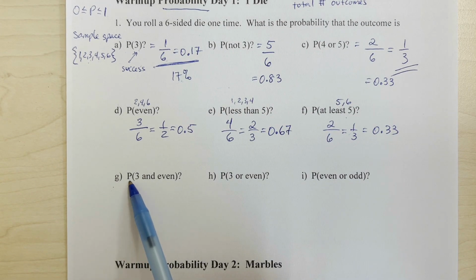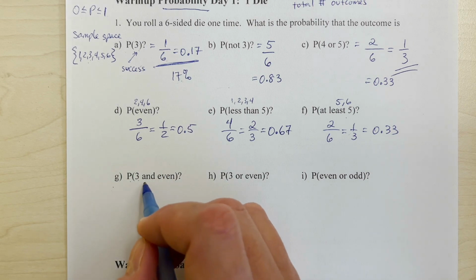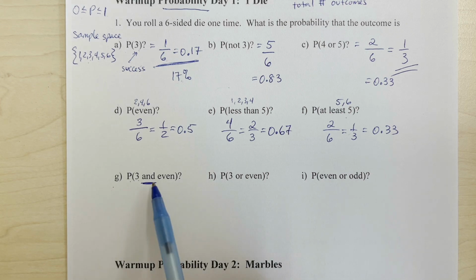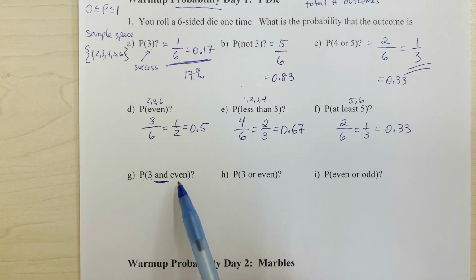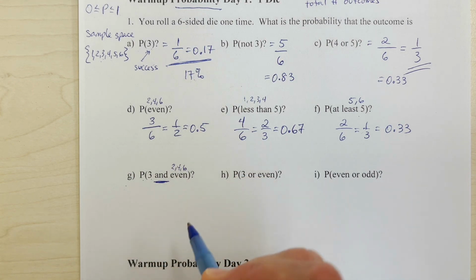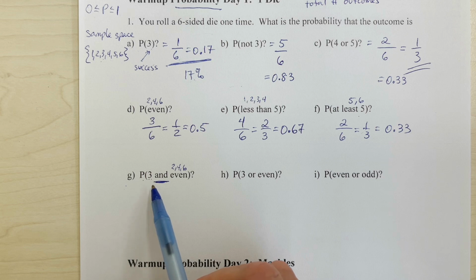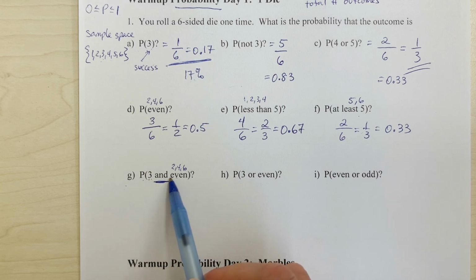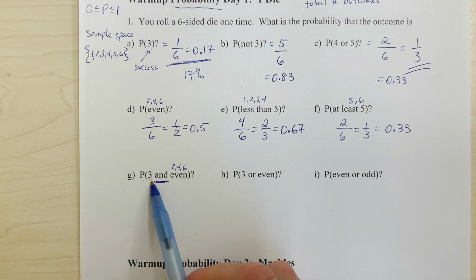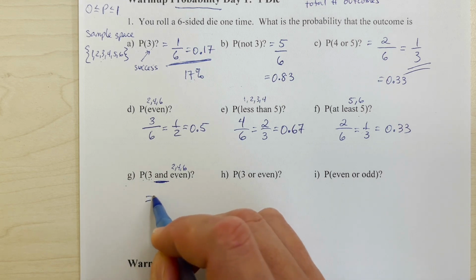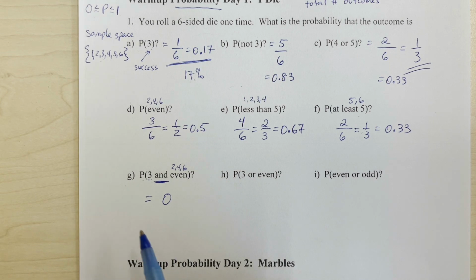Part G, what's the probability that our die is showing 3 and an even number? Now this is something we have to be careful about. If we're going to say and, it means that both of these have to happen at the same time. The problem is 3 is not an even number. Evens are 2, 4, 6. 3 is an odd number. So you have to ask, is it possible for both of these to happen at the same time? And the answer to that is no. So the probability of this is 0 because it can't happen. If I get a 3, I can't also get an even number. If I get an even number, it can't be a 3.